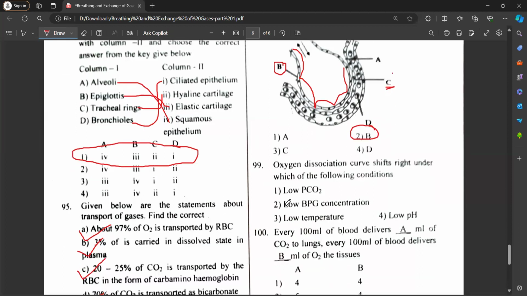Then question 99. Oxygen dissociation curve shifts right under which of the following conditions? Low partial pressure of carbon dioxide, low BPG concentration, low temperature, and low pH. So oxygen dissociation curve shifts right under which of the following conditions? Low PCO2, low BPG concentration, low temperature, and low pH. What is that? Low pH.